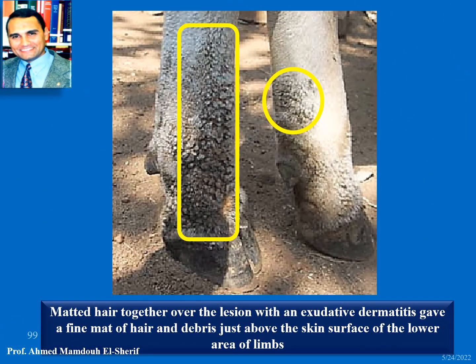The lower areas of a donkey's limbs showing very clear dermatophilosis lesions, where matted hair together over the lesion with an exudative dermatitis gave a fine mat of hair and debris just above the skin.